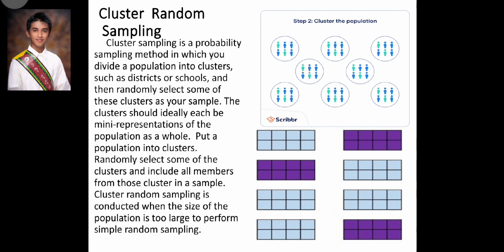And from those clusters, we randomly select. In each cluster, we select who will be part of our sample, who can then answer our questionnaires or our survey for our research. So, the cluster random sampling is useful for a large population.